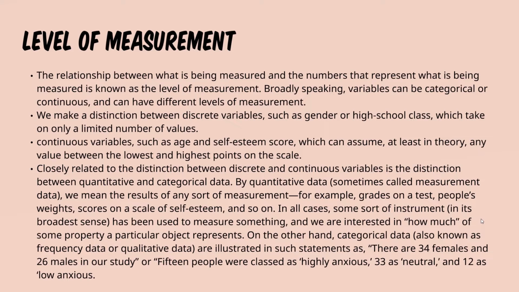On the other hand, categorical data, also known as frequency data or qualitative data, are illustrated in such a statement as: there are 34 females and 26 males in our study, or 15 people were classed as highly anxious, 33 as neutral, and 12 as low anxious.